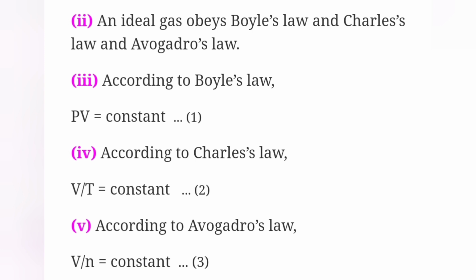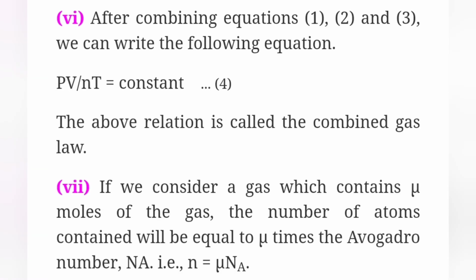Third point, according to Boyle's law, PV is equal to constant 1. Then fourth point, according to Charles' law, V by T, volume per temperature, is constant 2. Then fifth one, according to Avogadro's law, V by N is constant 3. Then sixth point, after combining equations 1, 2 and 3, we can write the following equation: PV by NT is equal to constant. The above relation is called the combined gas law.